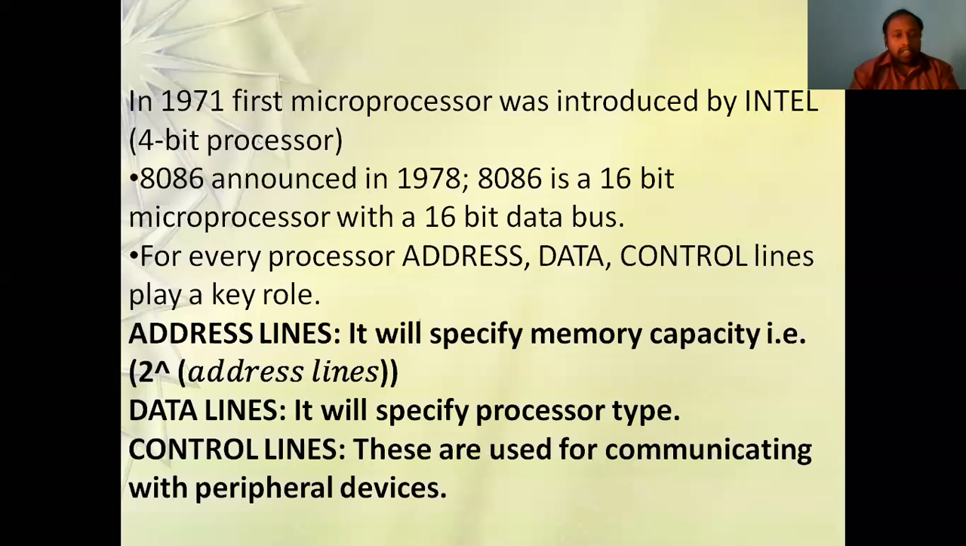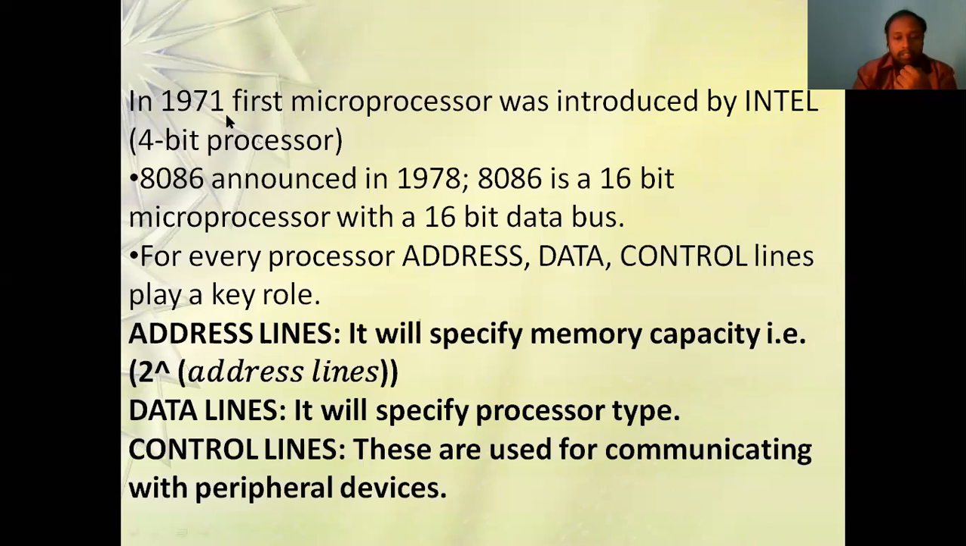Intel started introducing microprocessors in 1971. The first microprocessor was a 4-bit microprocessor, the 4004. Slowly it moved to the 8-bit microprocessors 8008, 8080, and 8085. The 8085 was a good microprocessor in the market, and we generally have discussions regarding it.